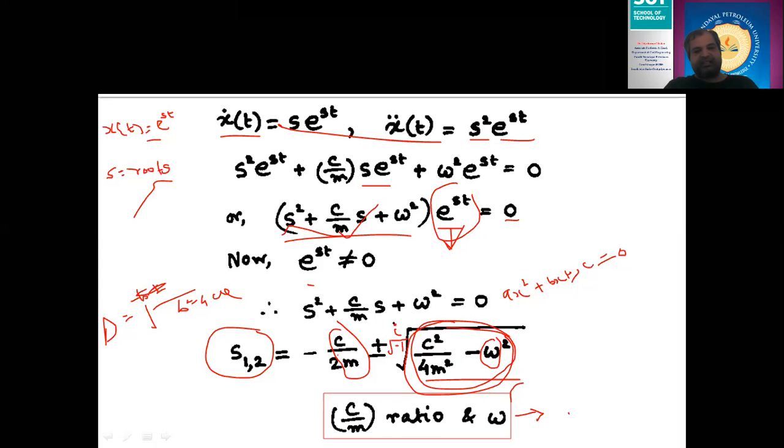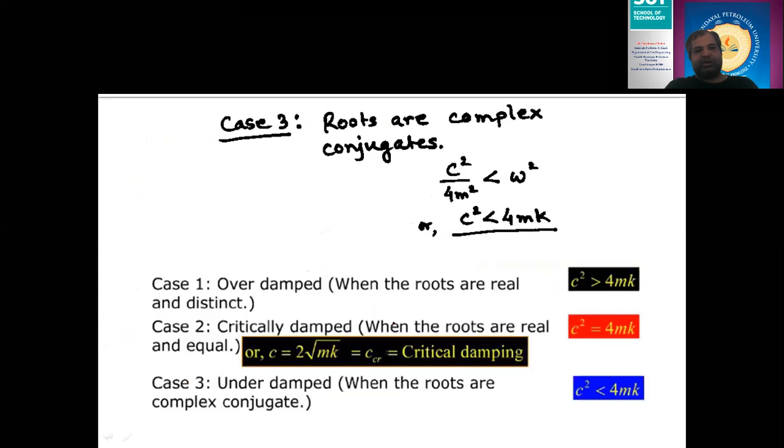So this third possibility will arise. When it is a complex conjugate, then c square by 4m square is less than omega square. So c square is less than 4mk, so c is less than twice the under root of mk. This is the condition I am saying is the underdamped condition. Okay, this is my underdamped condition.